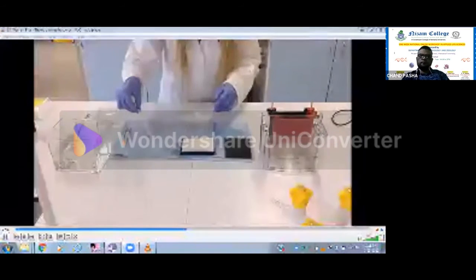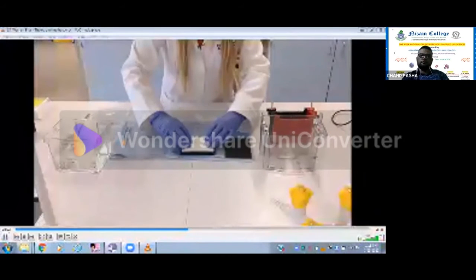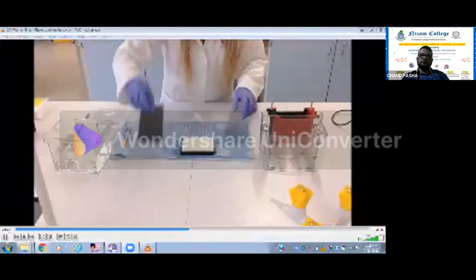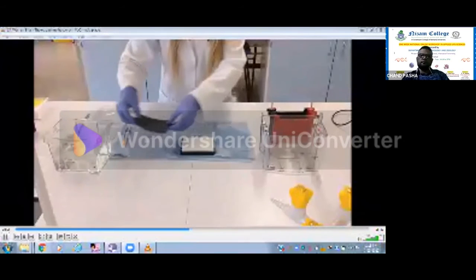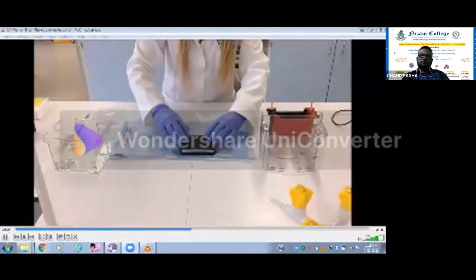With the air bubbles removed, you can then re-soak the blotting paper in some transfer buffer and carefully place that on top of the nitrocellulose membrane. Similarly, you can then take one of the sponges, place it into some transfer buffer, and then place that on top of the blotting paper.